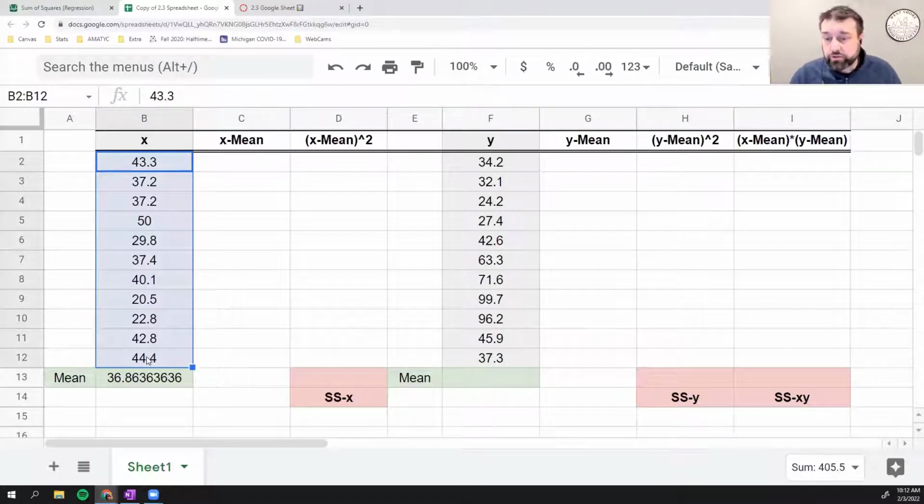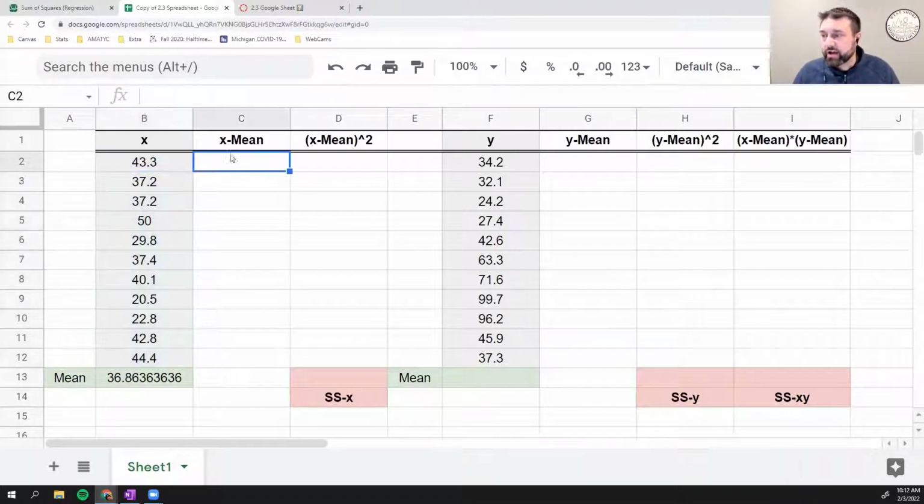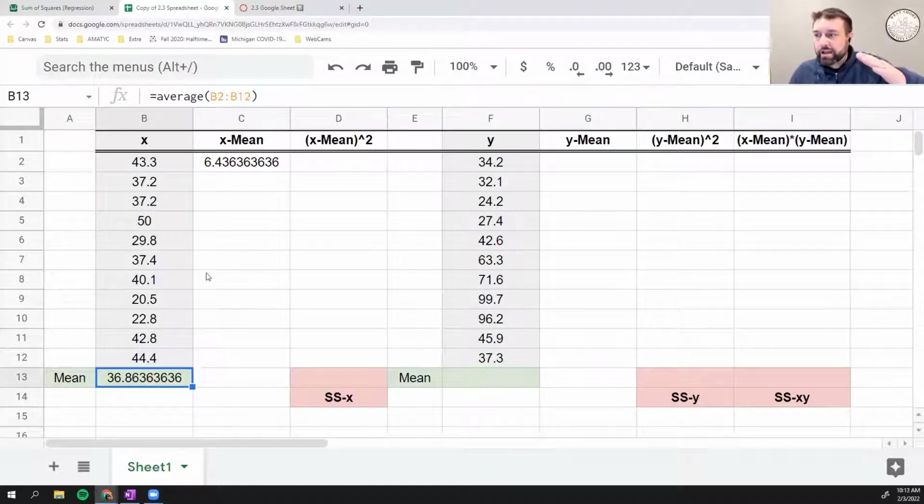And now what I want to do is, in this cell, notice the header, take the X value and subtract the mean. So I'm going to say equals, that tells Google Sheets something mathy is going to happen. The X value minus the mean. And it gives me a value. There it is. So this tells me that 43.3 is 6.4 above the mean, right? So think of the mean being that line, and this data point is 6.4 units above that line, okay?